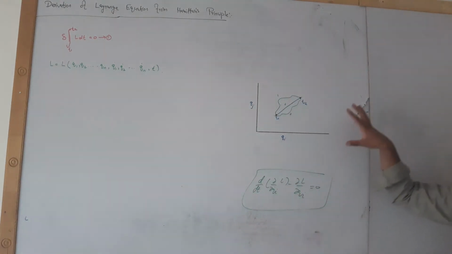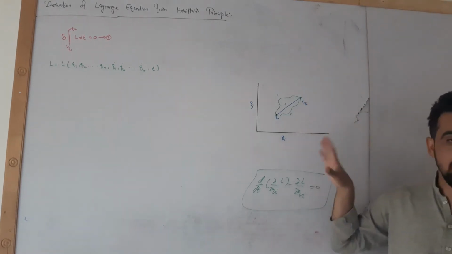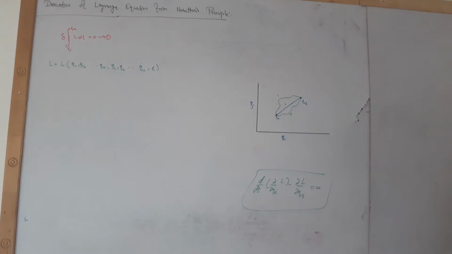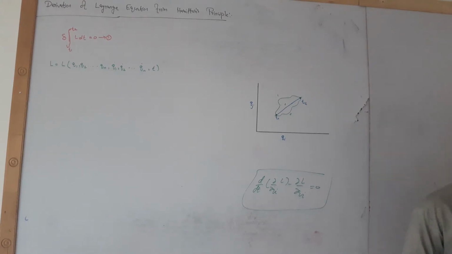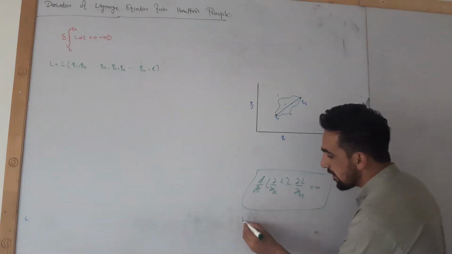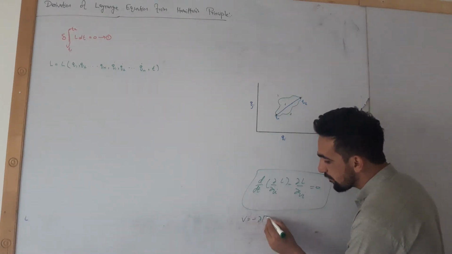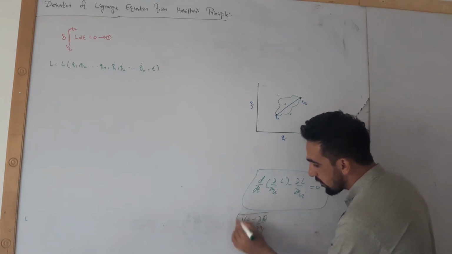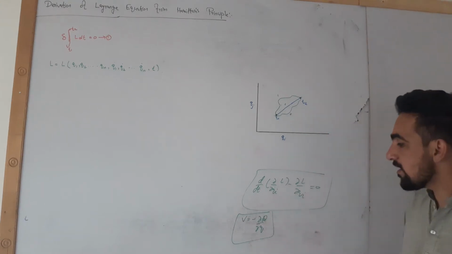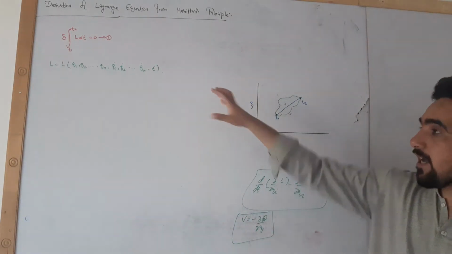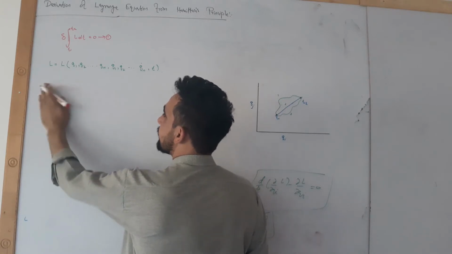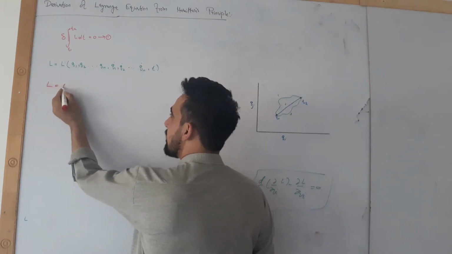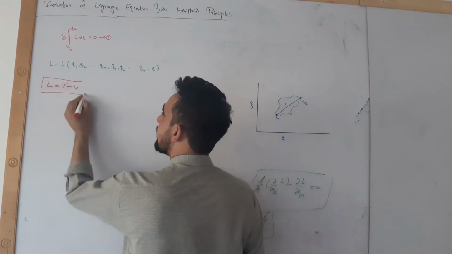Just remember that this is a monogenic system for which we are going to derive the Lagrange equation. Also, this is a conservative system, which means that the generalized force is the gradient of the potential energy. So, defining L, we know that L is the difference between kinetic energy and potential energy.